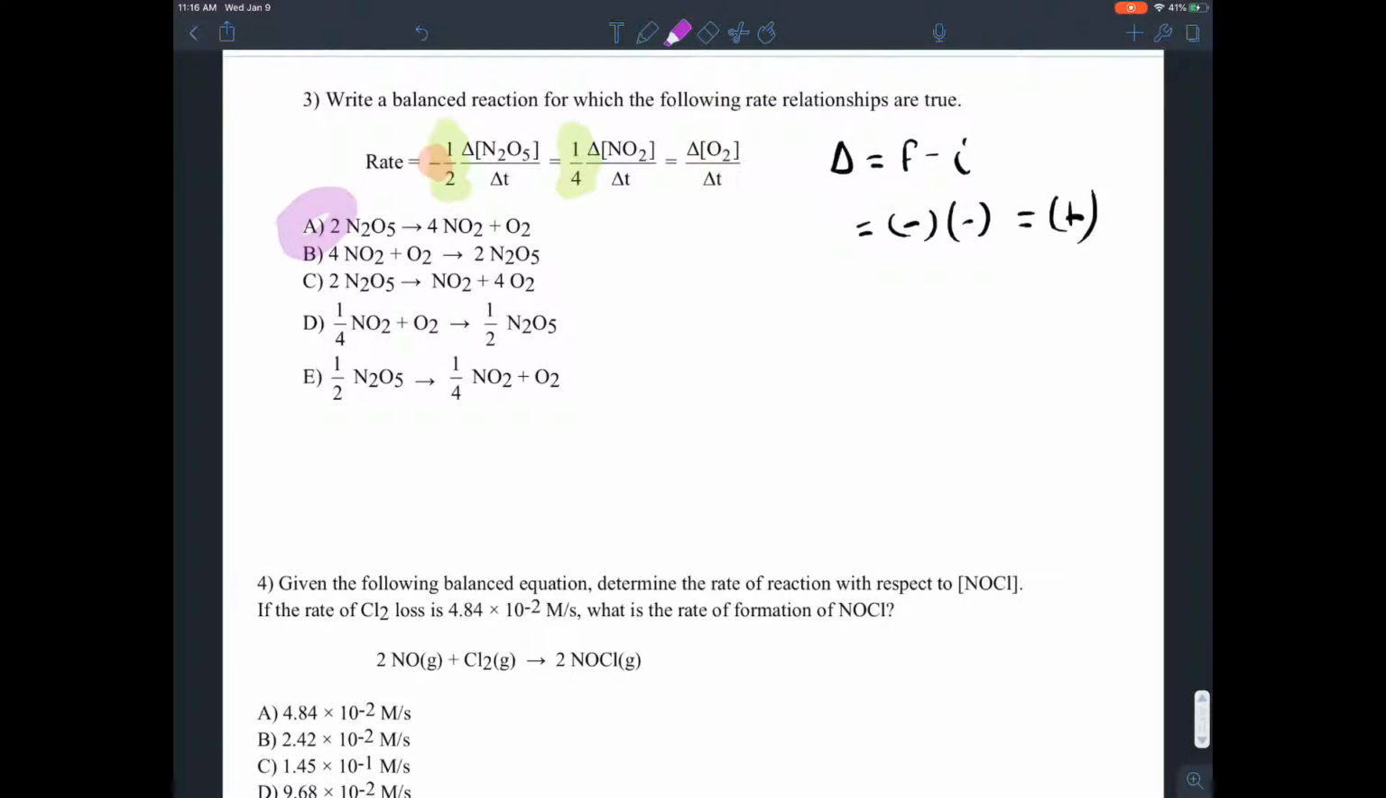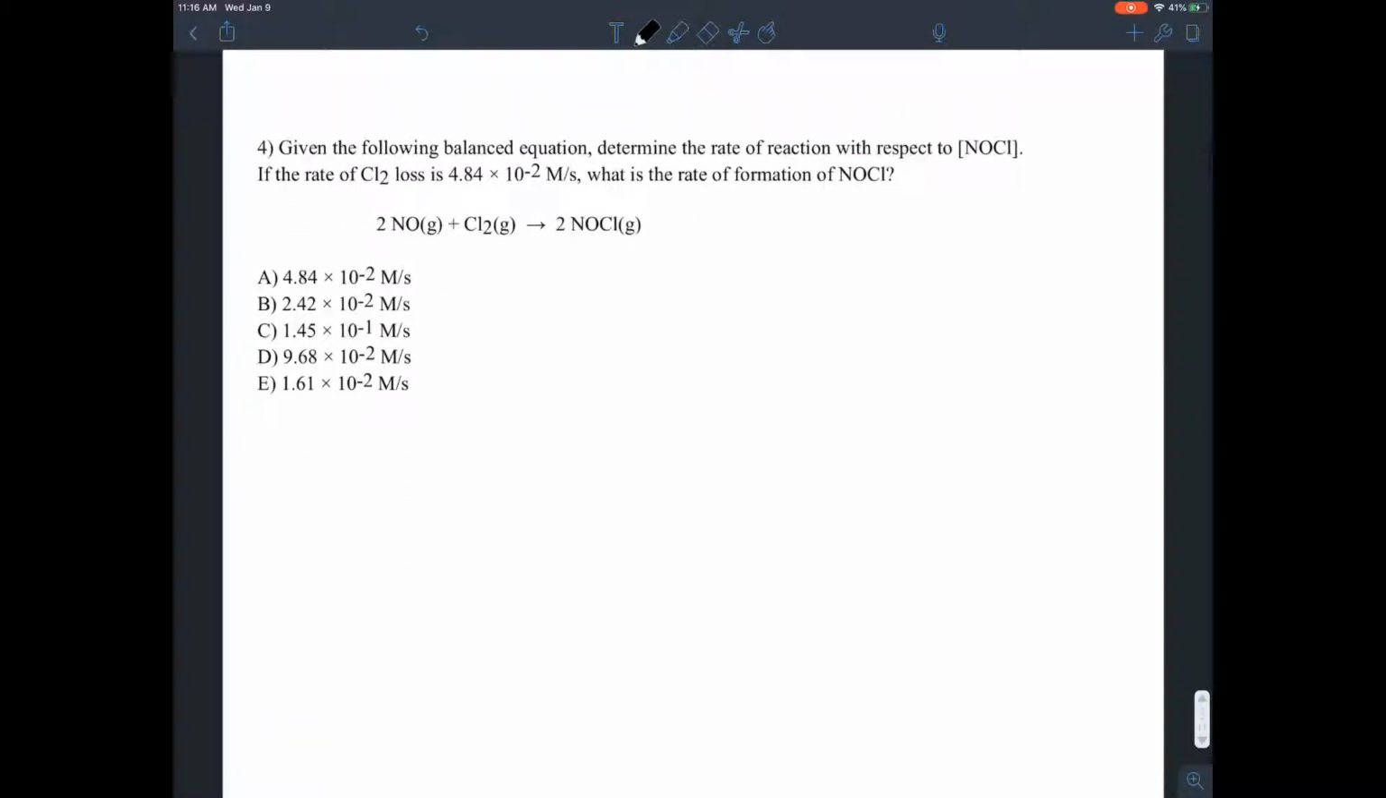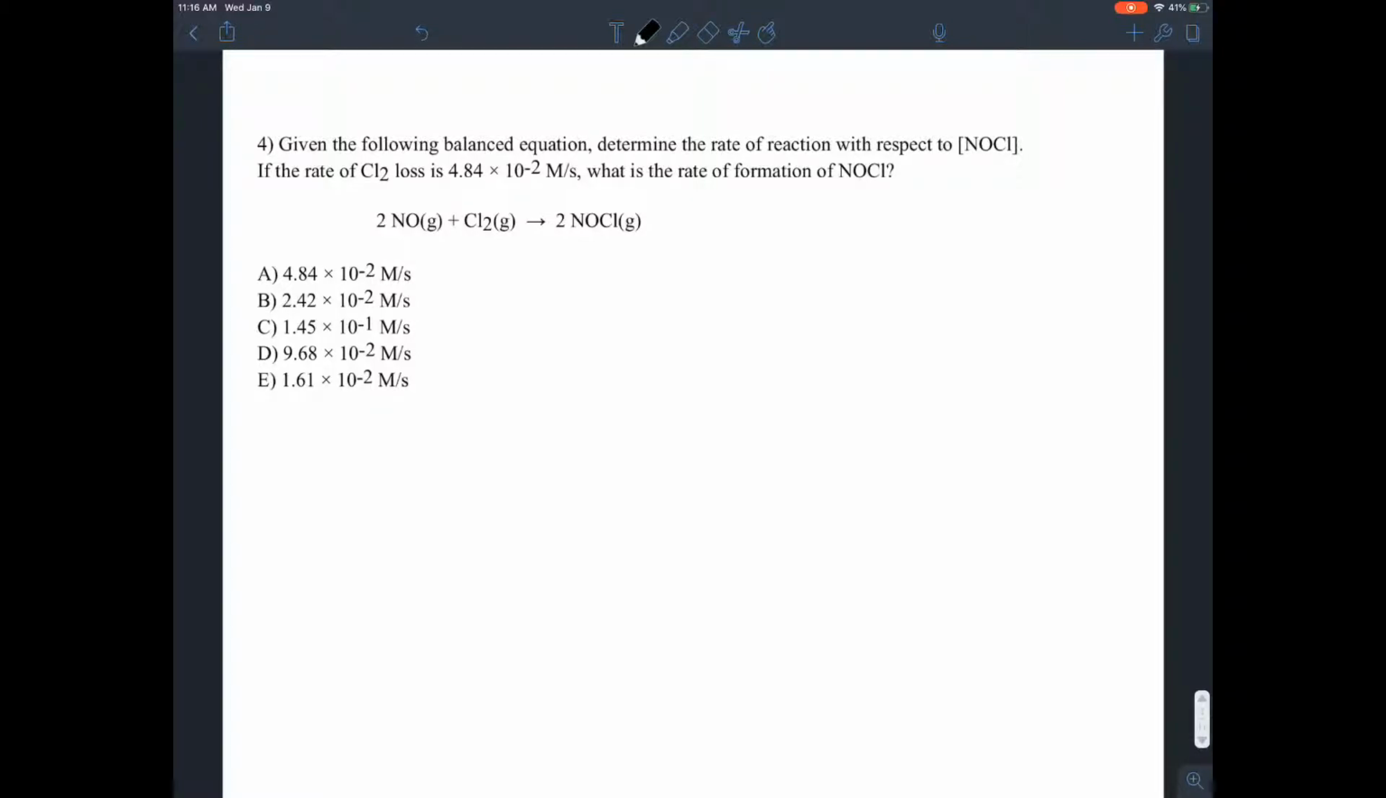I hope that was helpful, because this is a pretty interesting problem. And I think that, yeah, once you see it, it's fairly easy. But even myself, I overlooked the fact that there was a negative in front of the N2O5, which demonstrates that it's a reactant. So just be wary of that going further. So let's do the next one.